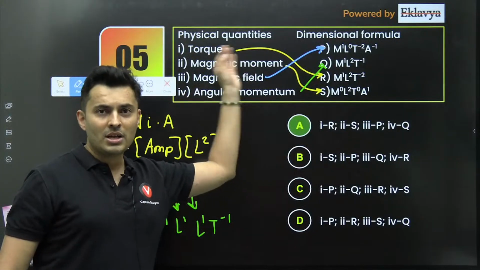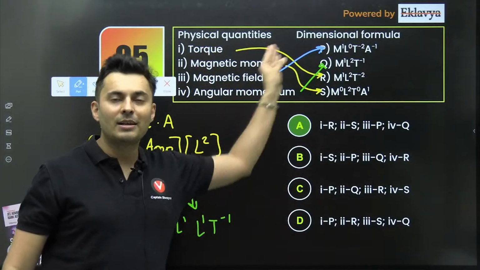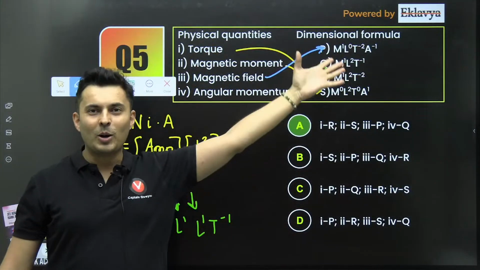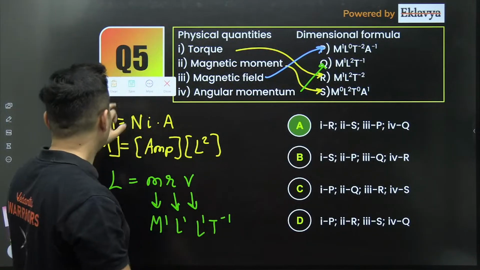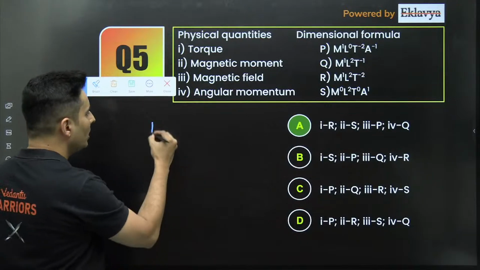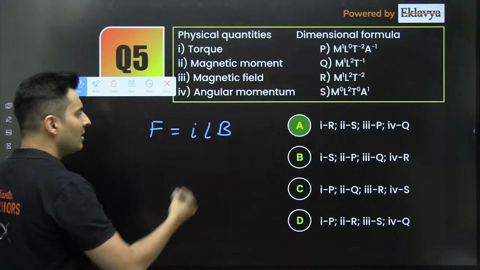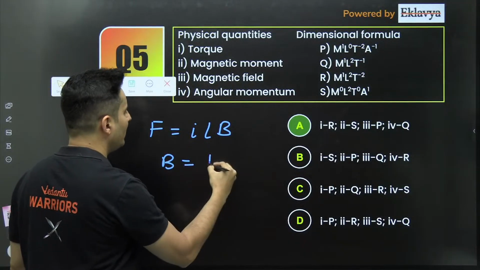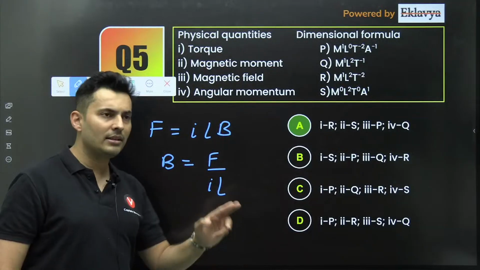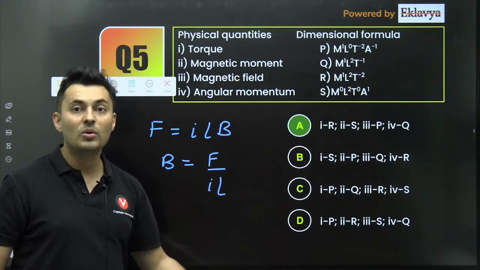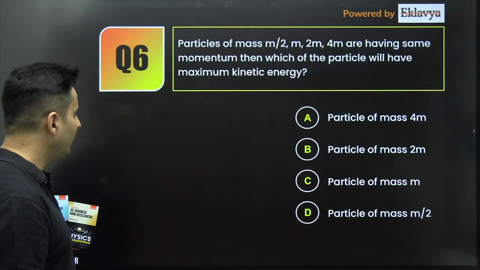Even if you do not know, you can directly get the dimensions for the rest of the three. The remaining option would be for the magnetic field. But even if you had to find it for the magnetic field, what would you do? You will use the F is equal to ILB formula. From this you can get the dimension of B using F by IL. Force is in Newton, current is in ampere, length is in meters. So from that you can get the dimensions for the magnetic field. Is that okay? Simple? Okay.